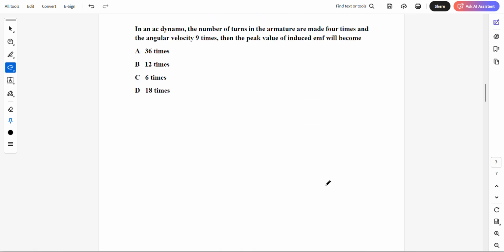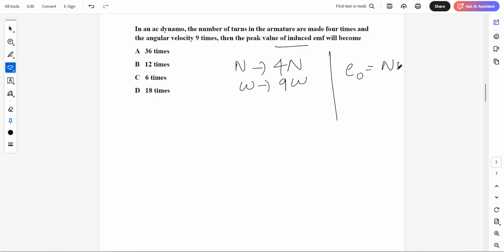Next problem. What it is saying is that in an AC dynamo, again an AC generator, the number of turns in the armature are made 4 times and the angular velocity 9 times. Here, n number of turns is made 4n, and the angular velocity is made 9 times, that is 9 omega.